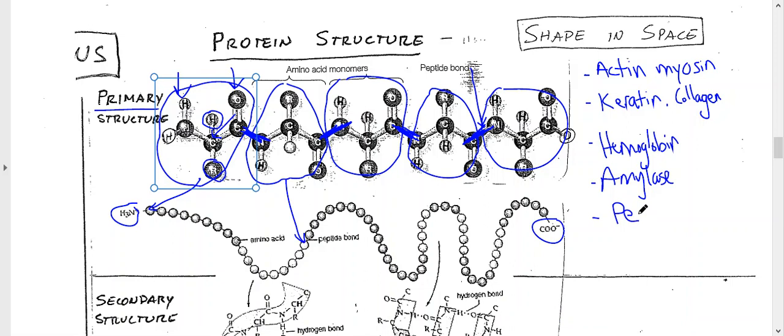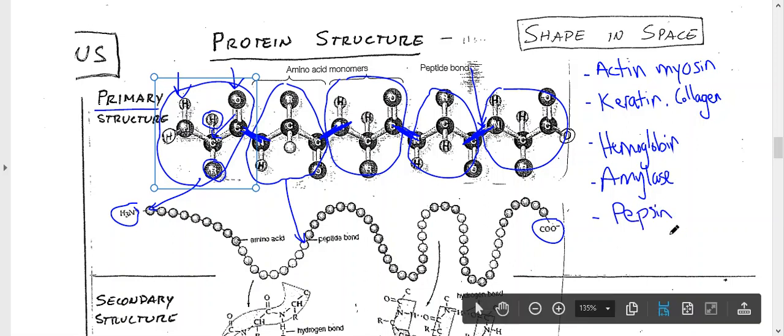Pepsin, trypsin is another one. Enzymes that focus on digesting proteins, like the peptide bond in proteins, hence this is why it's called pepsin.